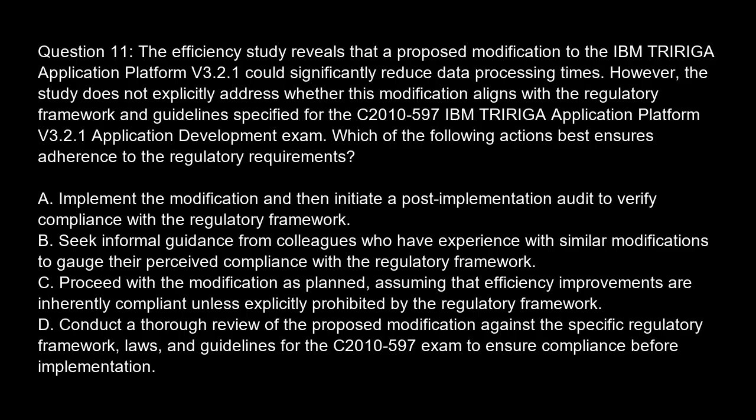Option A. Implement the modification and then initiate a post-implementation audit to verify compliance with the regulatory framework. Option B. Seek informal guidance from colleagues who have experience with similar modifications to gauge their perceived compliance with the regulatory framework. Option C. Proceed with the modification as planned, assuming that efficiency improvements are inherently compliant unless explicitly prohibited by the regulatory framework. Option D. Conduct a thorough review of the proposed modification against the specific regulatory framework, laws, and guidelines for the C2010-597 exam to ensure compliance before implementation.